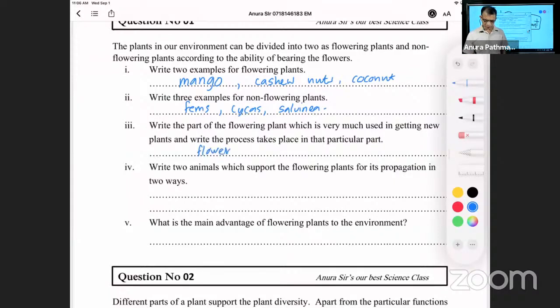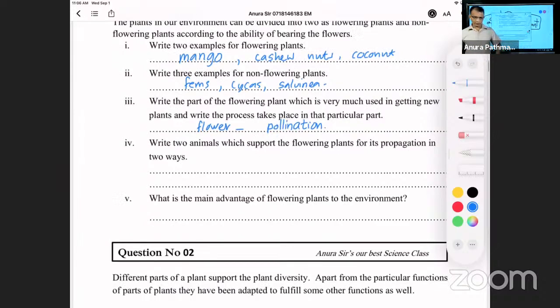And what is the process? Seeds, they are dispersed. Flowers produce fruits, seeds. Write the process that takes place in that particular part. It makes fruits, and inside fruits there are seeds. Propagation. No. What is taking place in the flower to make the new plants? Flowers produce fruits, ovule, seeds in fruits make new plants. Pollination. What is it? Pollination.